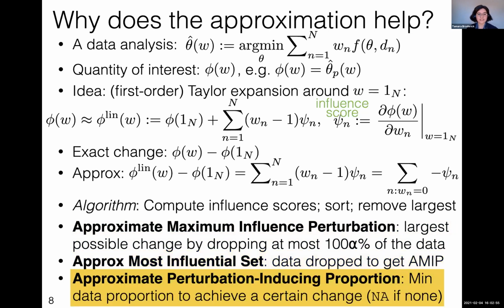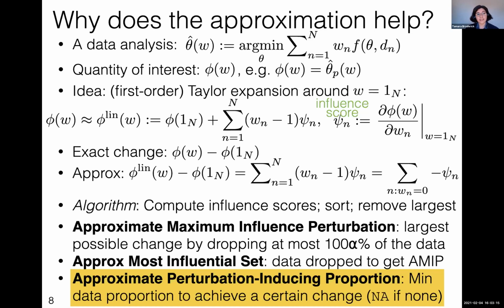Now, again, another idea might be we want to find the minimum data proportion to achieve a certain change. And so here what we can do is drop the biggest influence score and then the second biggest influence score, and we just keep dropping until we achieve a certain change, like a sign change or a significance change or whatever it is we're interested in. And we return NA if none.